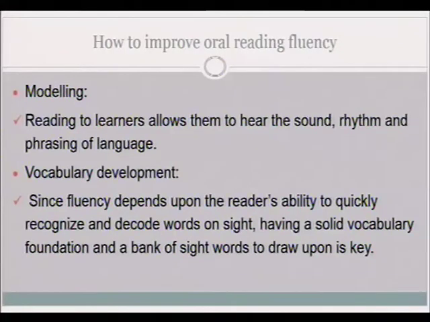The other thing is that we need to develop their vocabulary. Since fluency depends upon the reader's ability to quickly recognize and decode words on sight, having a solid vocabulary foundation and a bank of sight words to draw upon is key. They cannot be fluent readers if they do not know words. So expose them to as many words as possible.